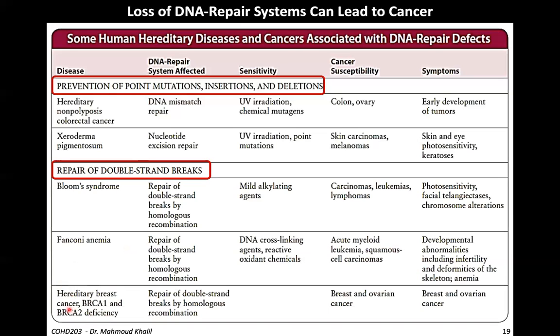The last example is hereditary breast cancer, which affects two important classes of genes, BRCA1 and BRCA2, due to the defective repair mechanism of double-strand breaks by homologous recombination. And this is hereditary, so there is no major cause, and it affects the breast and ovary. It can be seen in breast and ovarian cancer, and of course, the symptoms are very obvious and can be detected early.